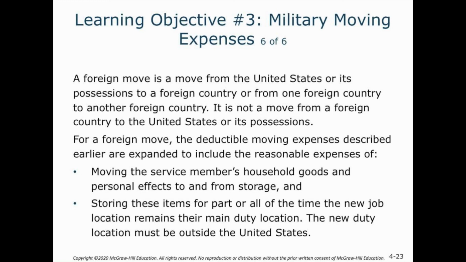And part of the thinking behind this is if you're moving to, say, base housing in Germany, that may come with furnishings. So you may not want to take your tables and chairs to Germany, put them in storage in Germany, and then take them back to North Carolina or Florida. It makes a lot more sense just to store them prior to your move to Germany and retrieve them upon your return.